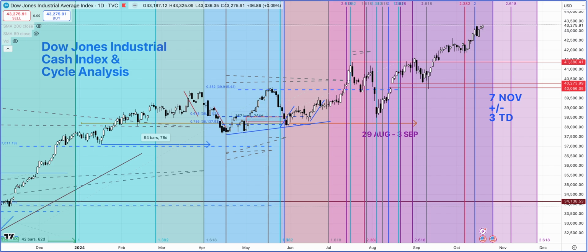For the new subscribers, and just for a reminder, we are looking at the daily chart for our timing model. The timing model has done a fantastic job of picking up key turning points in the market. And we have a key date coming up, 7th of November, with 2 to 3 trading days on either side. So just make a note of this one.